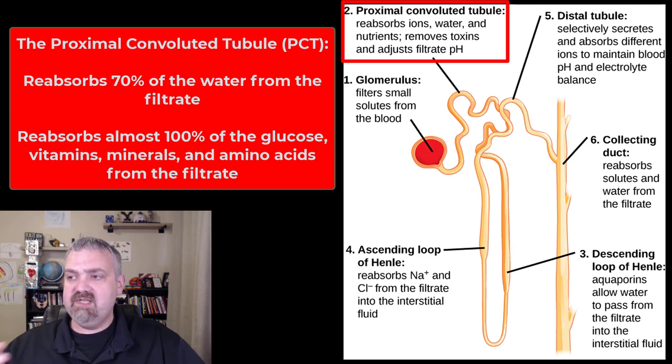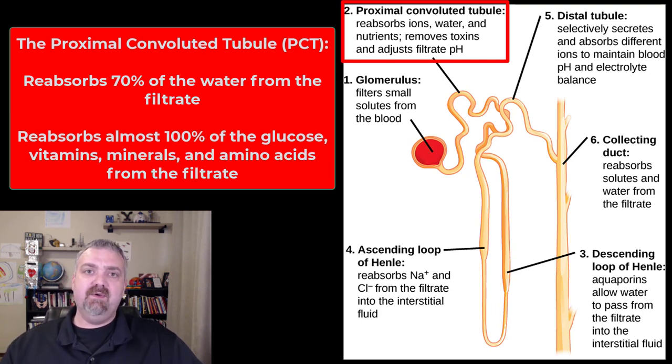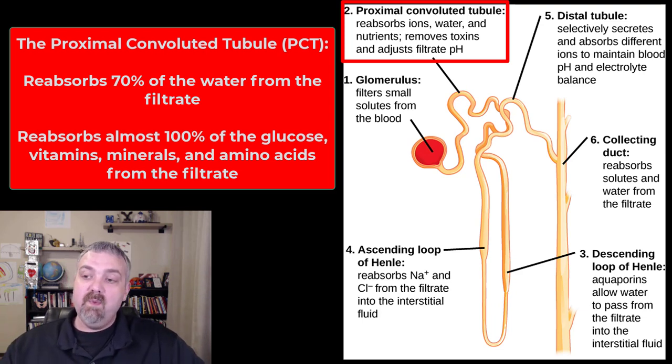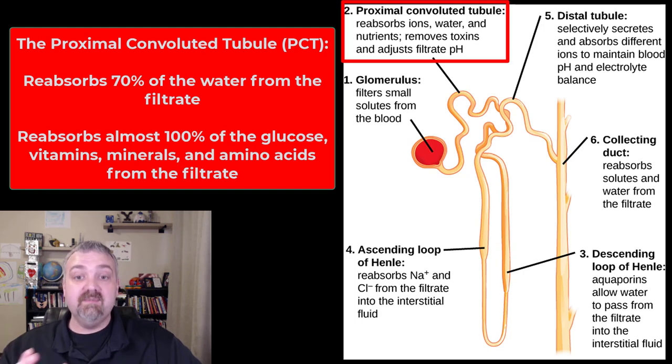Reabsorption. So we just filtered out 50 gallons of fluid. We have to reabsorb that. So 70% of the water is going to be reabsorbed right here at the proximal convoluted tubule. And then it's going to reabsorb almost 100% of those good things I just said. Glucose, vitamins, minerals, fatty acids, all these things we cannot afford to lose. Without the proximal convoluted tubule, we would basically be peeing away all the things we need to sustain life. So glomerulus, think filtration. Proximal convoluted tubule, think reabsorption.